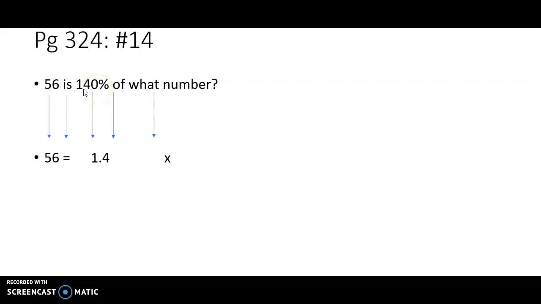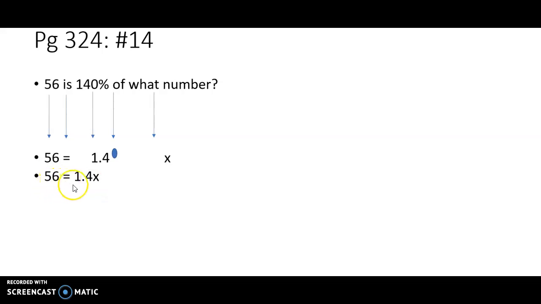If we move it 2 spots to the left, we get 1.4 or 1.40. It means the same thing, okay? And then of is multiplication. What number is x? Okay, we're going to clean this up, make it look algebraic. 1.4 times x is 1.4x. Okay, if we're going to do it algebraically.